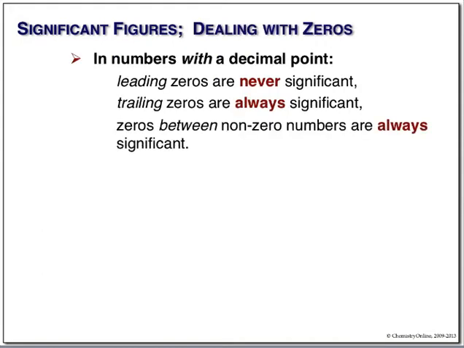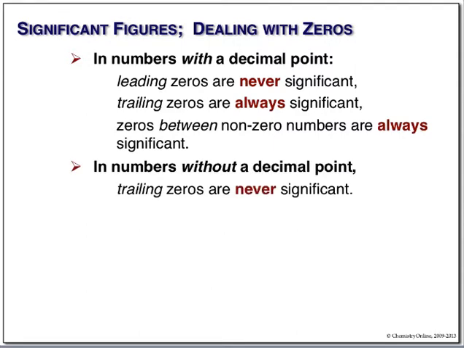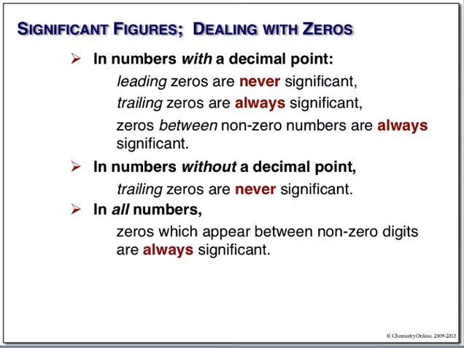When you're looking at a number and you're trying to decide how many significant figures it has, first thing you need to do is to decide if the number has a decimal point or not. If it does have a decimal point, remember, leading zeros are never significant, trailing zeros are always significant, and of course zeros between non-zero digits are always significant also. If we don't have a decimal point, trailing zeros are never significant. Again, in all numbers, if zeros appear between non-zero digits, they are always significant.